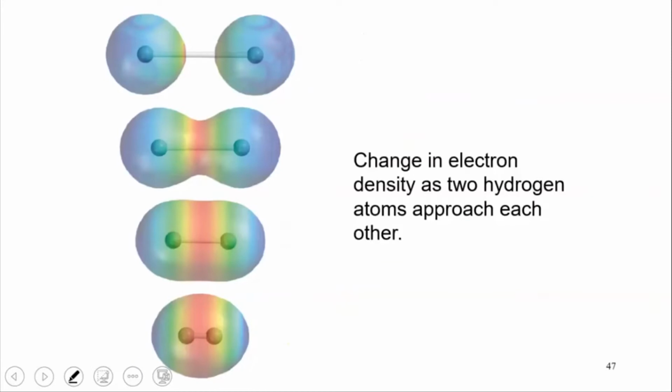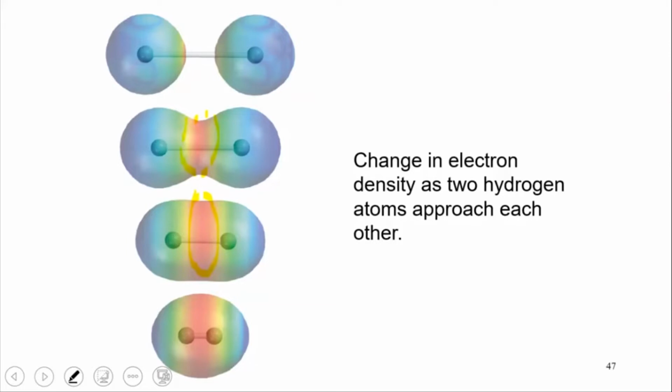If we were to draw electron density maps, you can see that as the two hydrogen atoms approach each other, there is that region of greater electron density that starts building up right between them. And it has a maximum on the bottom picture there where those electrons are held in a region right between the two nuclei where those interactions can be maximized.